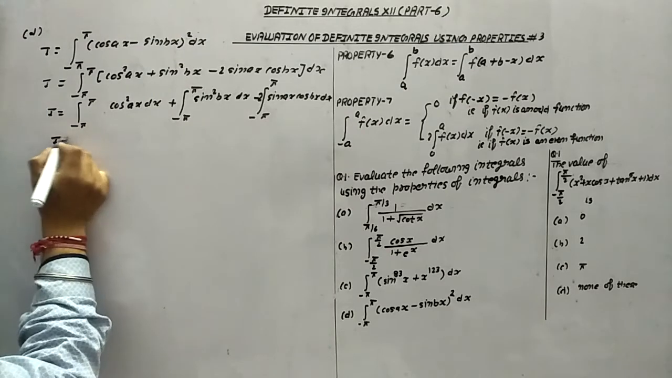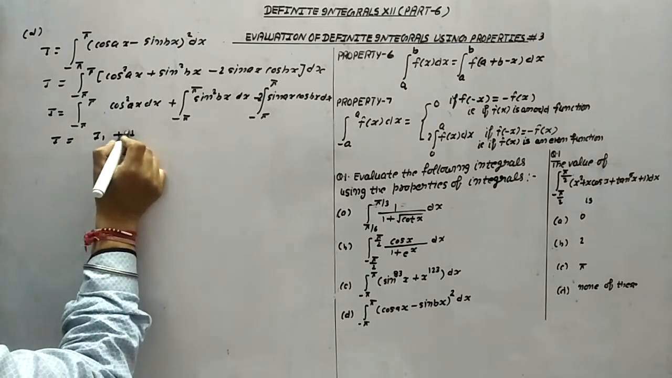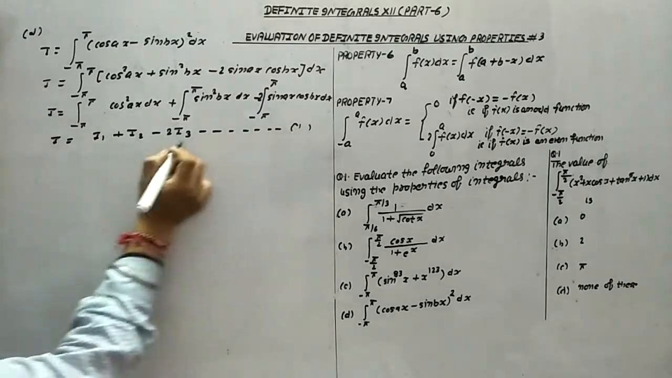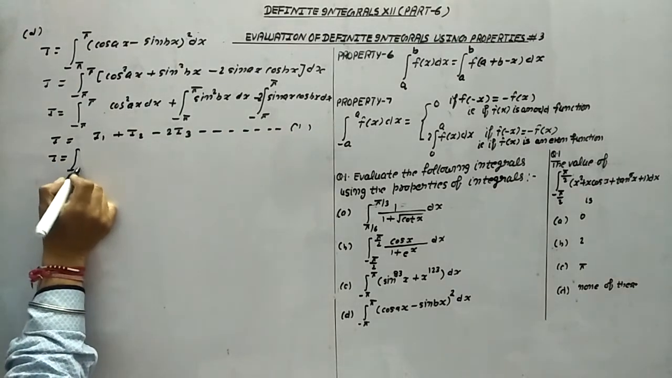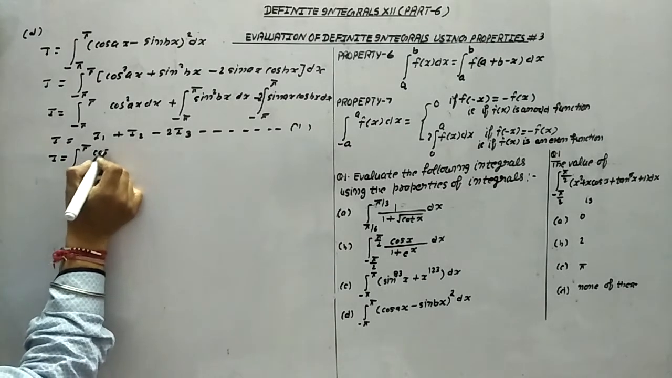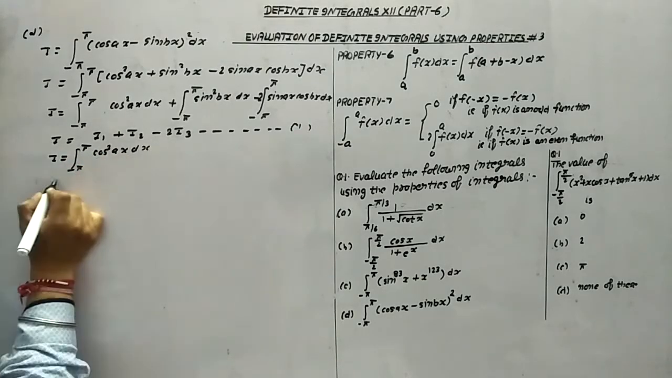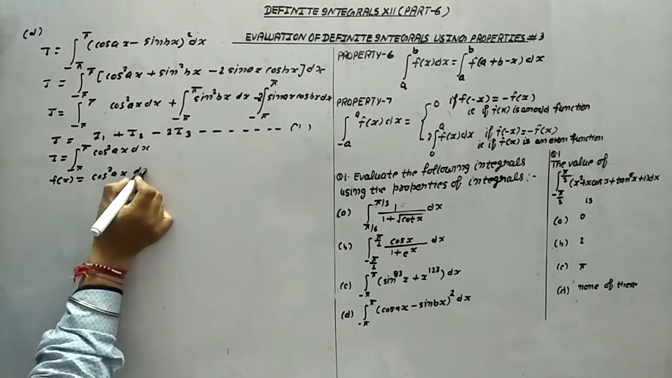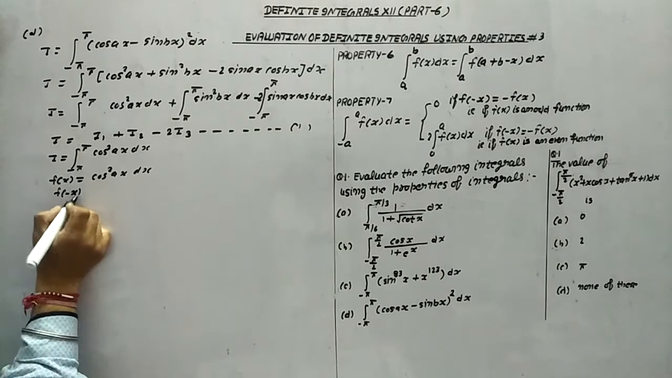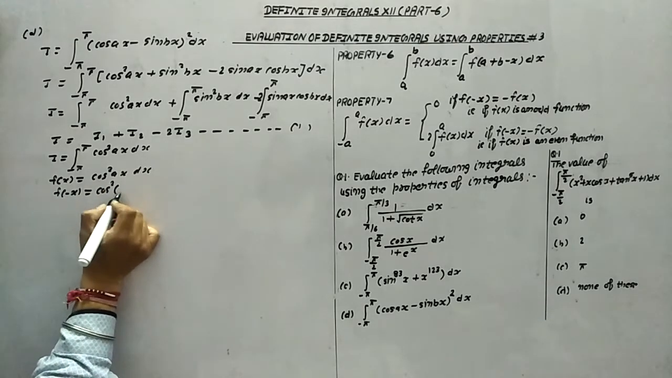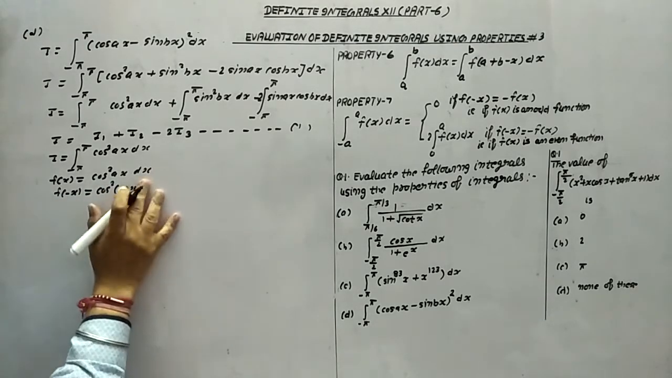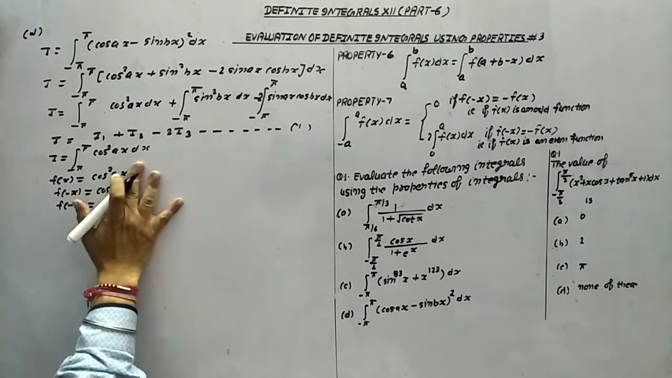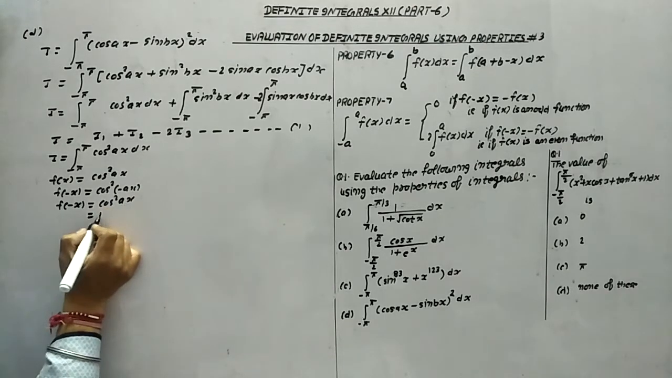First of all we will consider I = I1 + I2 - 2I3. This is equation number 1. Now one by one, I1 is the integral from -pi to pi of cos² ax dx. First, let f(x) = cos² ax. Now f(-x) means what? cos²(-ax), which is equal to cos² ax, which is equal to f(x).